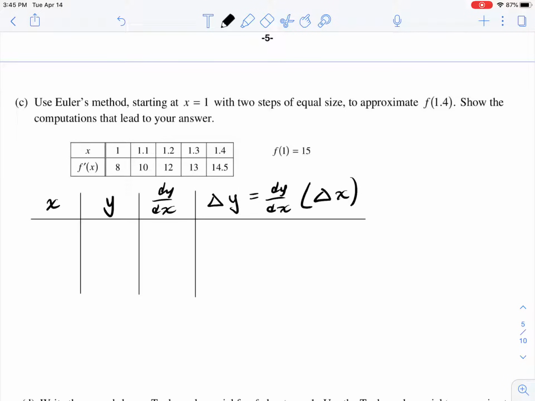We're using, oh my goodness, I almost said Euler. That would have been embarrassing. I'm almost tempted to stop this recording and try it again.